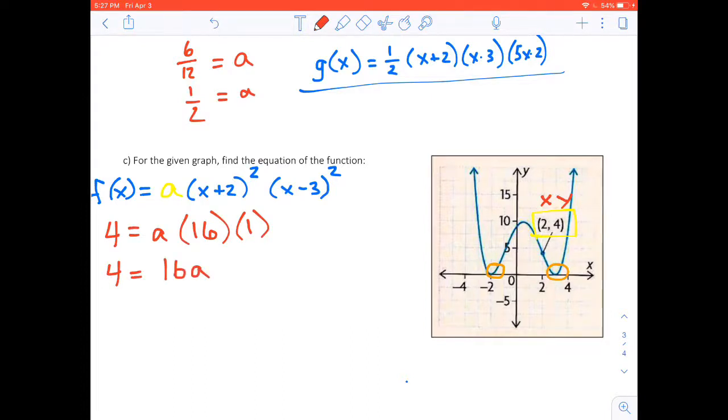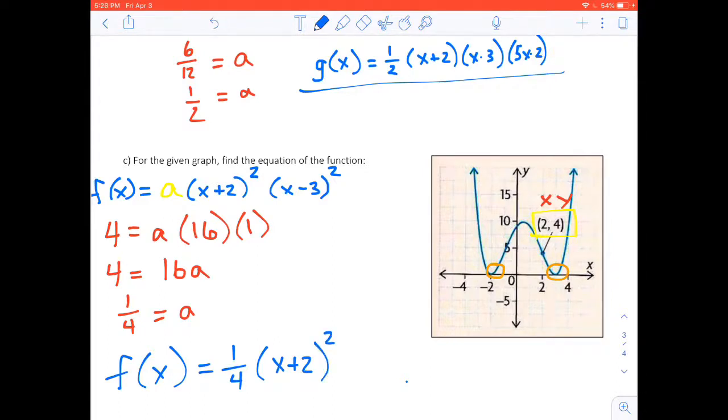I'm going to divide both sides by 16. We're going to get a is equal to 4 over 16, or 1/4. From there, now I know I can write the equation of that graph that we have over there on the right, because I have that a value. We know f of x is equal to a, which is 1/4. We have x plus 2 squared, because it acts like a quadratic. And the other x-intercept was at x minus 3. And it also acts like a quadratic, so it can be squared.